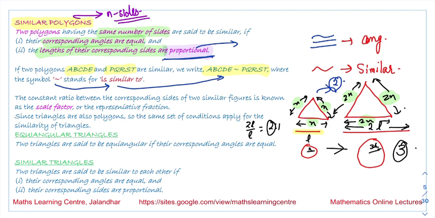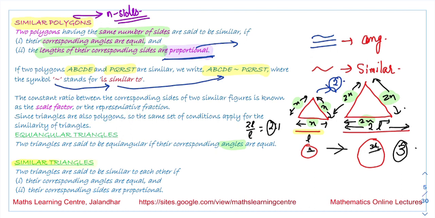Next is equiangular triangles. Two triangles are said to be equiangular if their corresponding angles are equal. Next we have the definition of similar triangles.